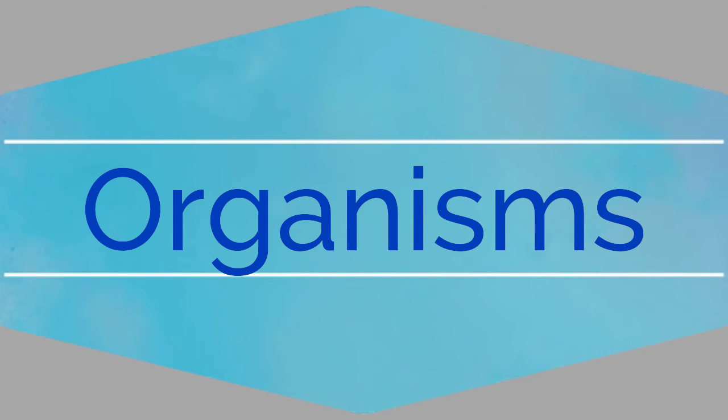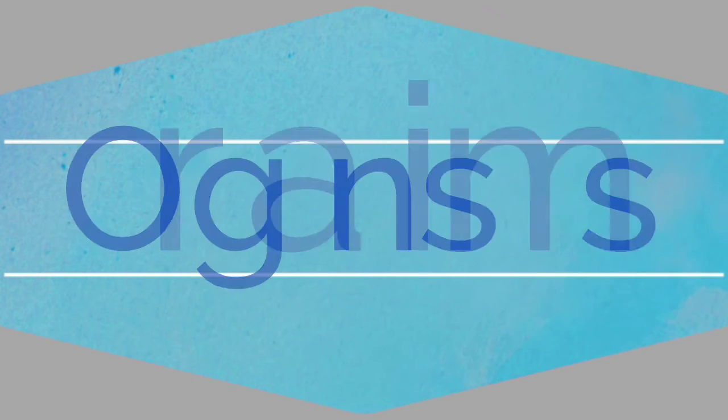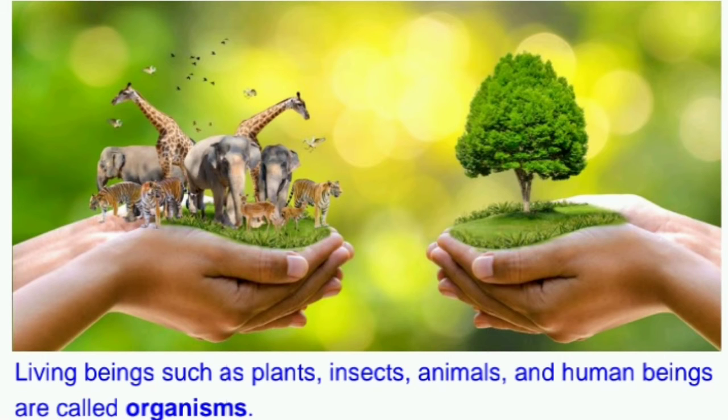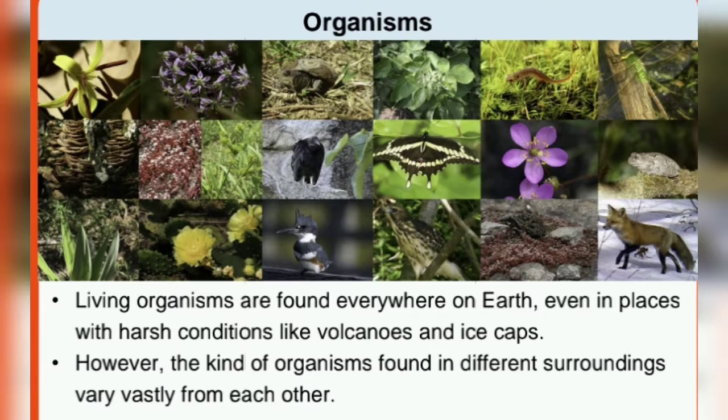Let's move towards our next topic, organisms. Let us see what are organisms. The living beings such as plants, animals, insects and human beings are called organisms. They are found everywhere on earth, in the volcanoes, in the polar regions, deserts, grasslands, everywhere. And the kind of organisms found in different surroundings is quite different from each other according to the environment in which they are present.